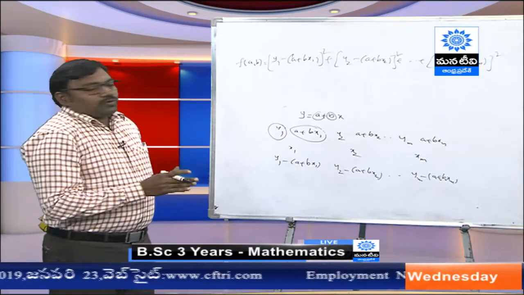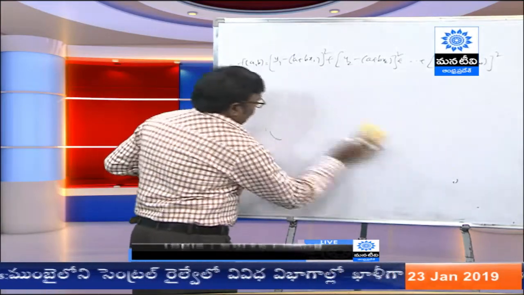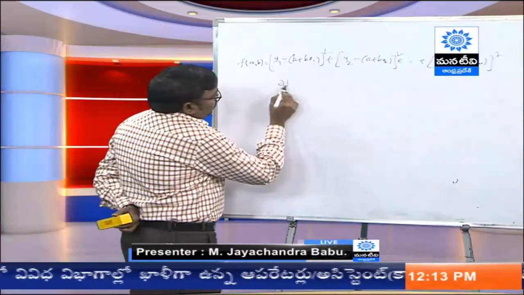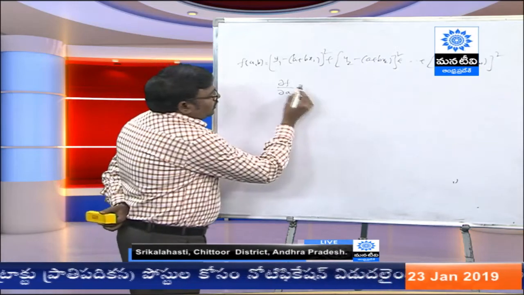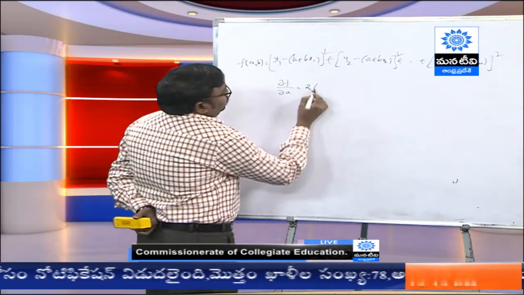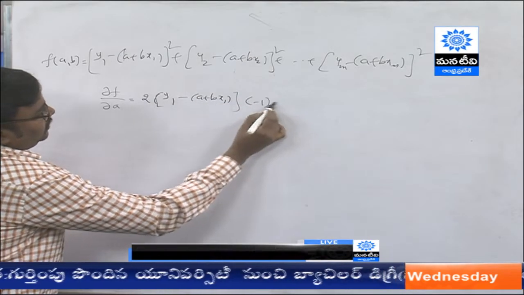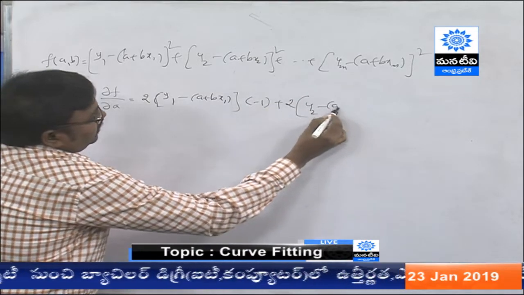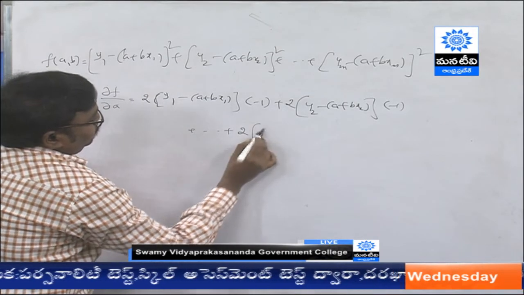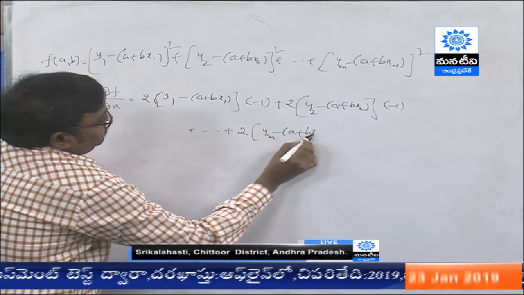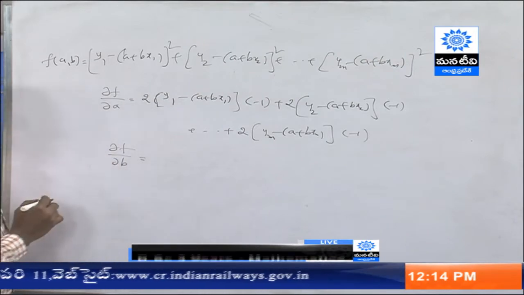I already explained how to get the minimum of a function, so we just follow the same procedure. As step 1, we need to differentiate with respect to a, and that value is nothing but 2 into (y1 minus (a plus b x1)) into minus 1, plus 2 into (y2 minus (a plus b x2)) into minus 1, plus so on, 2 into (ym minus (a plus b xm)) into minus 1. And also we need to find another first derivative, with respect to b.